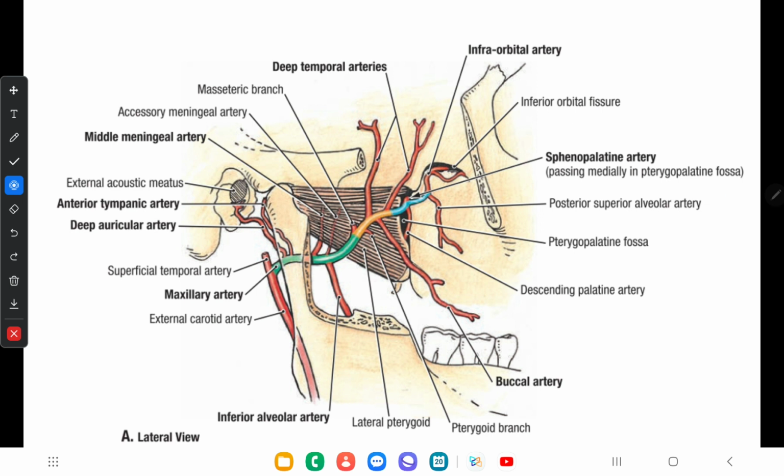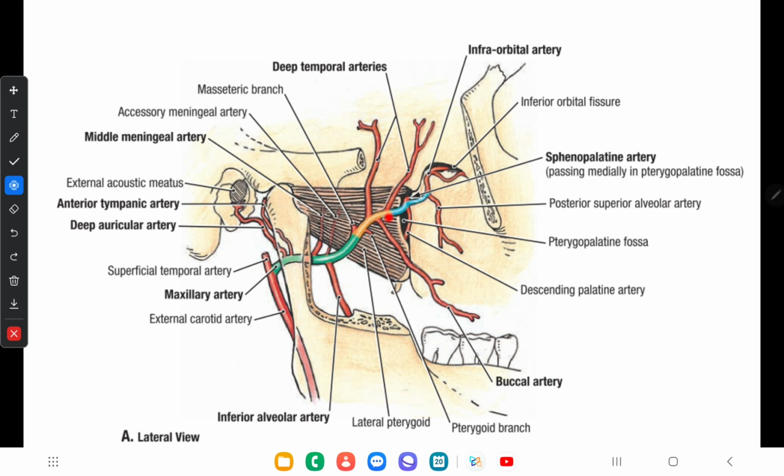I will tell you roughly what the branches of the first and second part of the maxillary artery are. Here you can see the green color part is the first part and the yellow color part is the second part. From the first part, there are five branches: deep auricular artery, anterior tympanic artery, middle meningeal artery, accessory meningeal artery, and inferior alveolar artery.